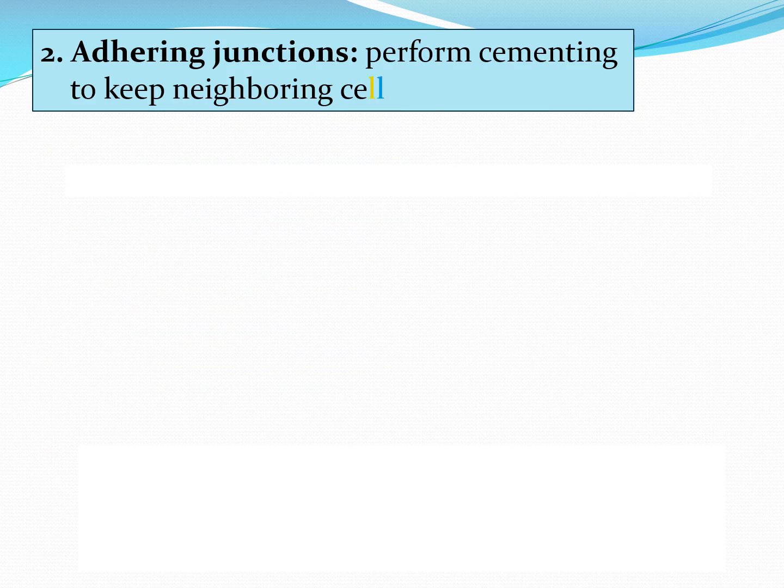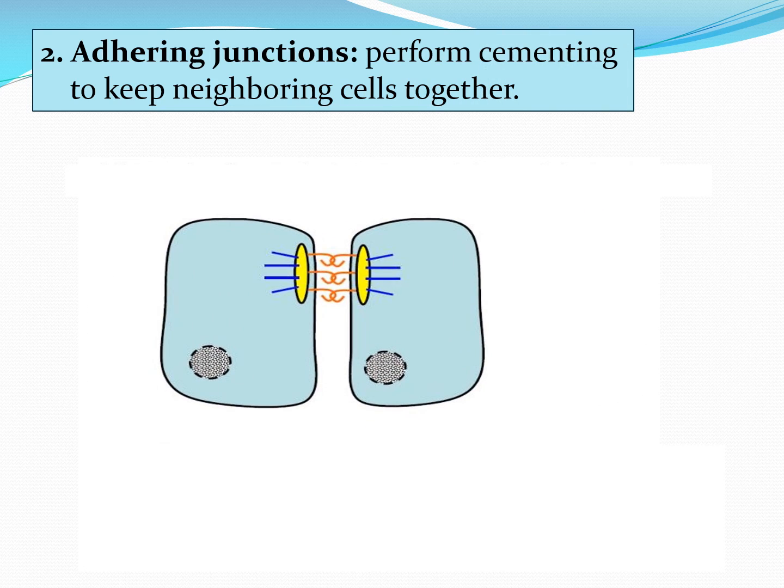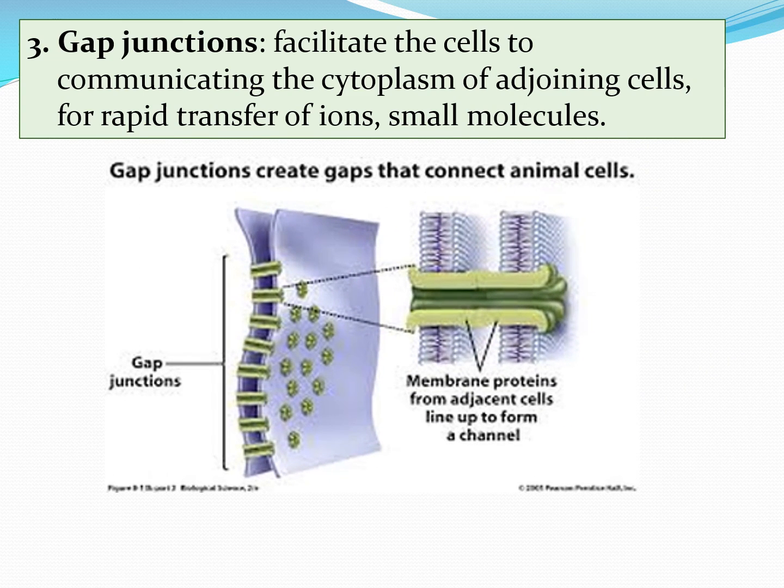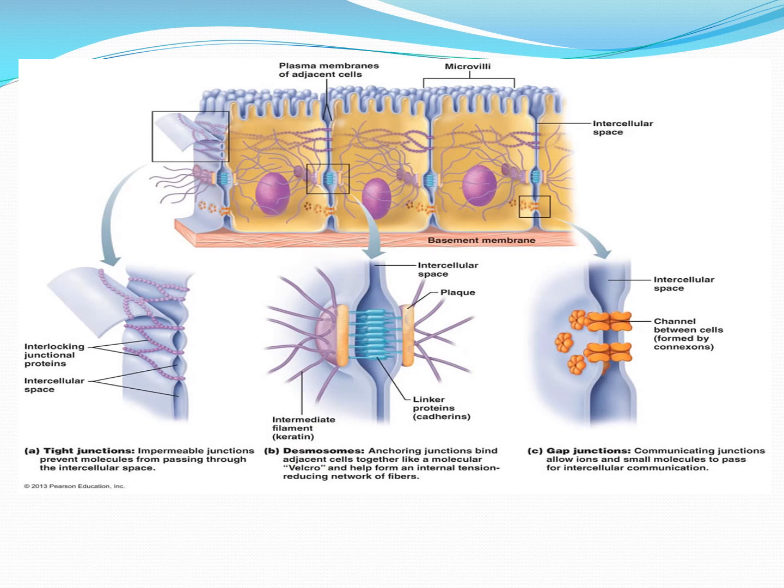And the second one is adhering junctions, which perform cementing to keep neighboring cells together. And the third one is gap junctions, which facilitate the cells to communicate through the cytoplasm of adjoining cells for rapid transfer of ions and small molecules. So these are the 3 different types of cell junctions.